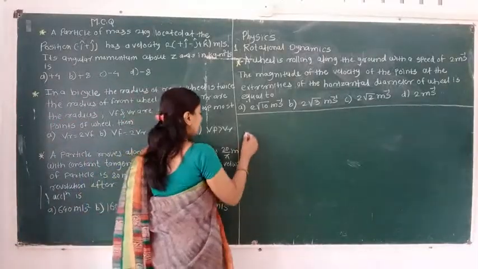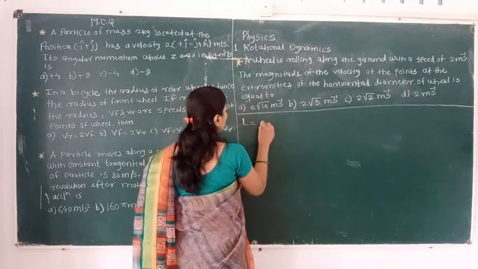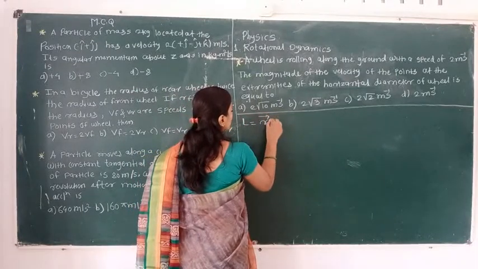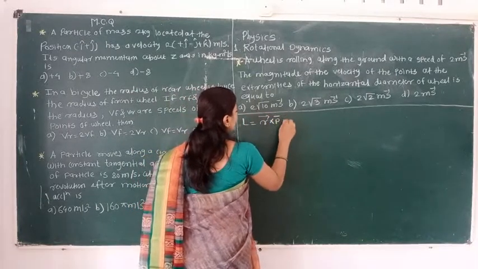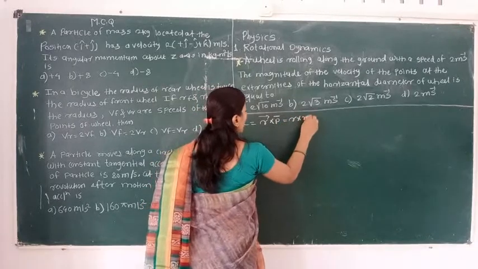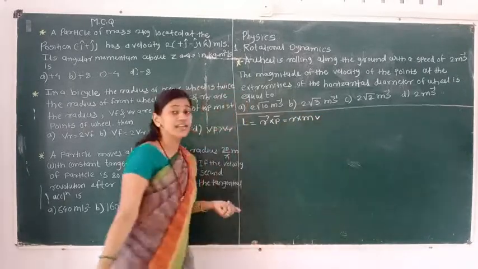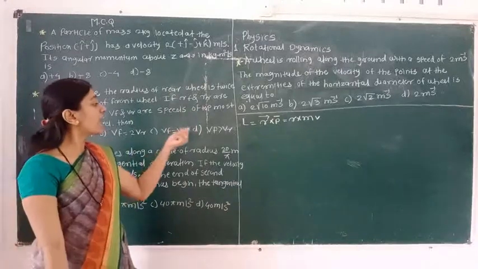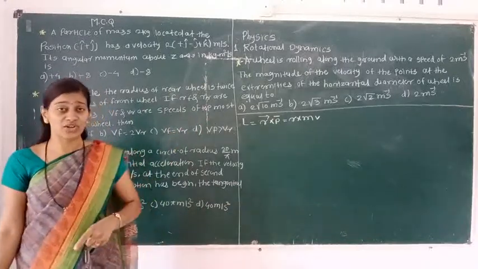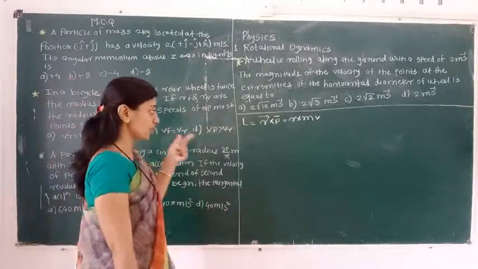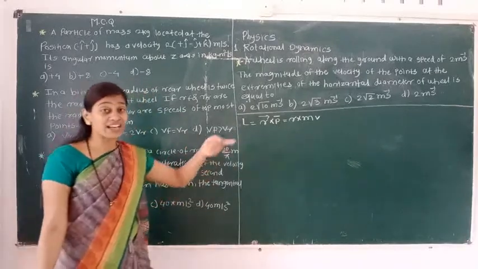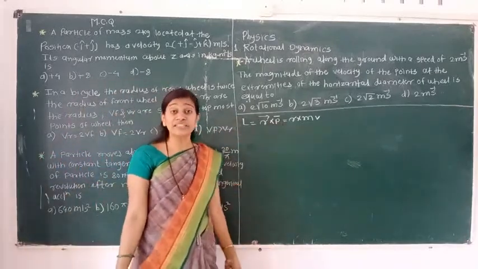Here we have to find out that angular momentum. We know angular momentum we get as r cross p, and p is nothing but m into v. In that, m is a scalar quantity, and r and v both are vector quantities. So here we have to find the product of r and v, but in the form of a determinant.